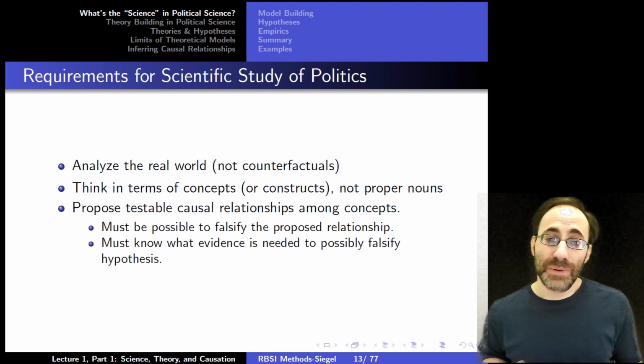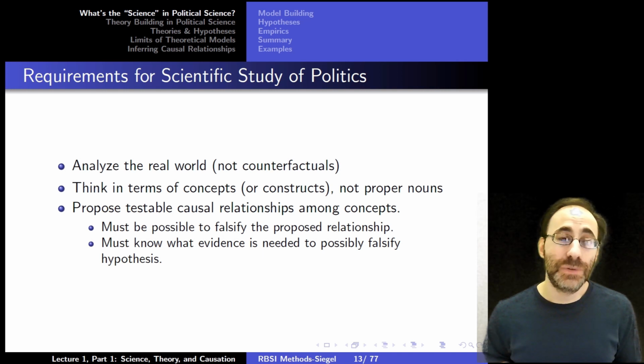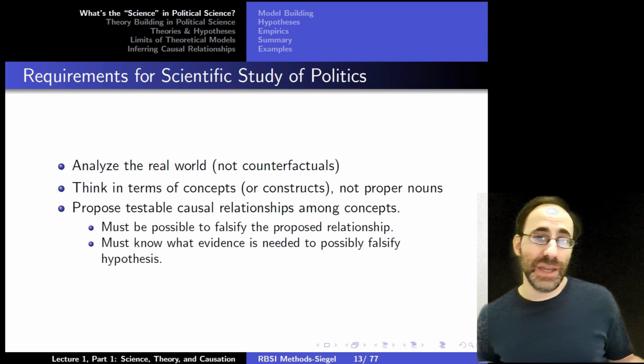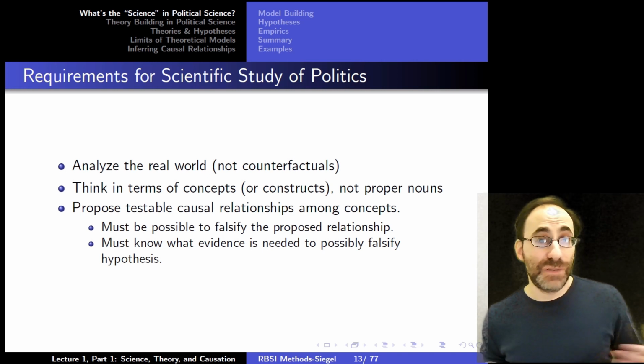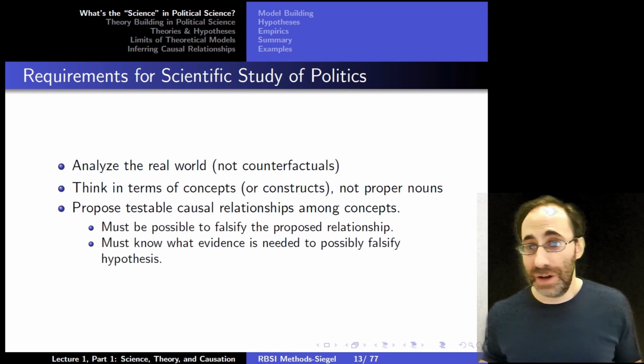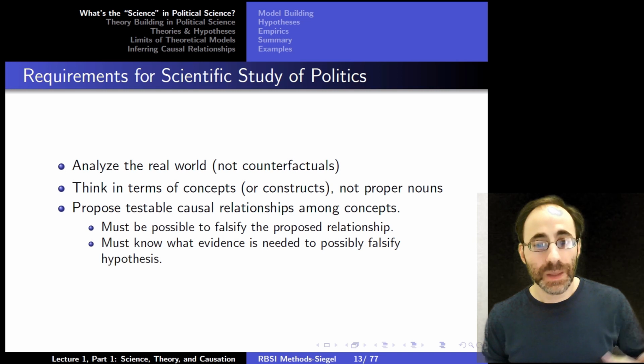And we're going to propose testable causal relationships among concepts. These will be falsifiable. So we'll say, hey, I think policy A should yield outcome B more often. So we can falsify that, because if it didn't yield B more often, then it would be false. It would be false and it would be wrong, and that's fine.